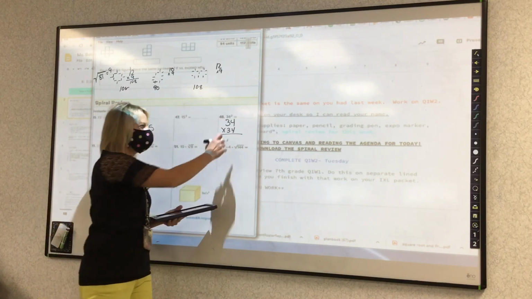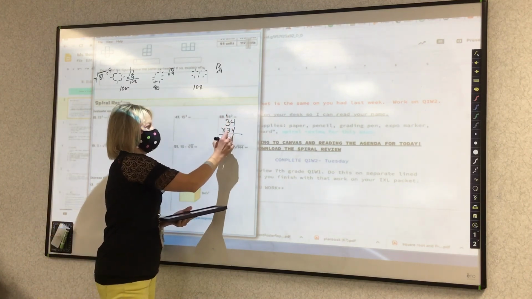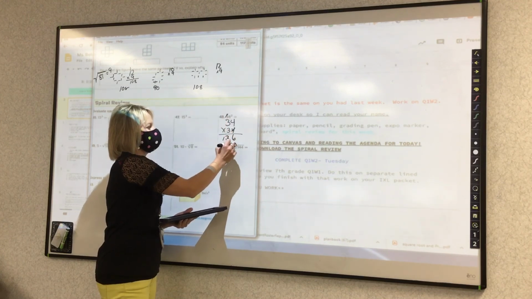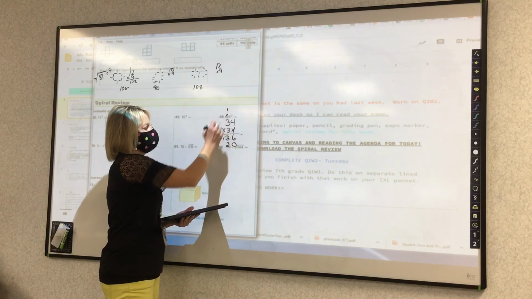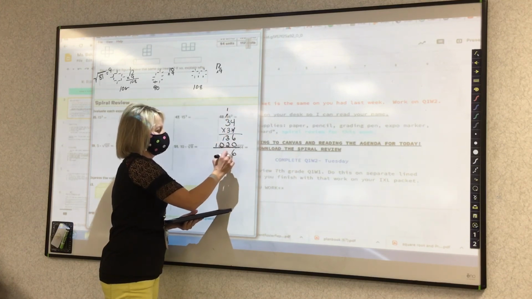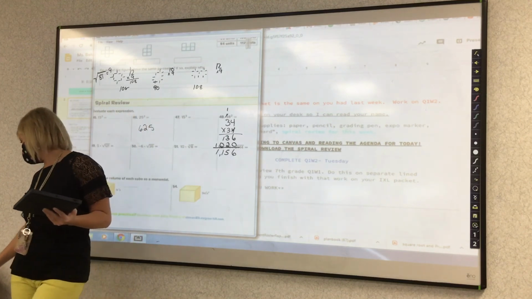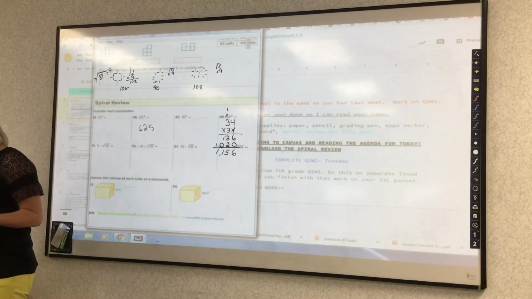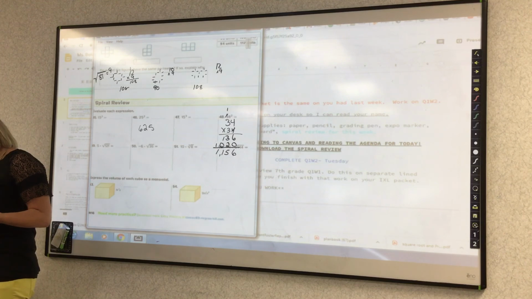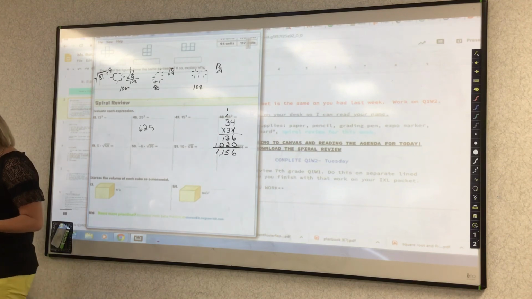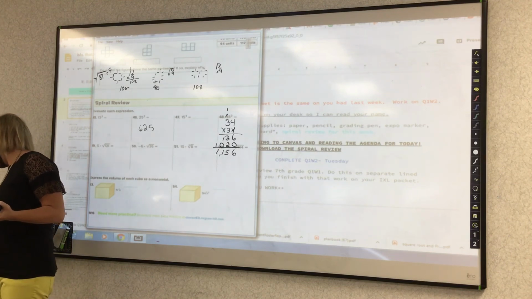So 4 times 4 is 16, carry the 1, and 9 plus 1 makes 10. And you would have gotten 1,156. You need to know how to do it and then do the math because you're going to get problems that go something bigger.